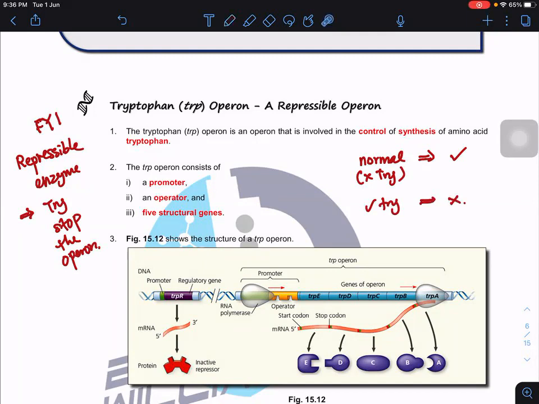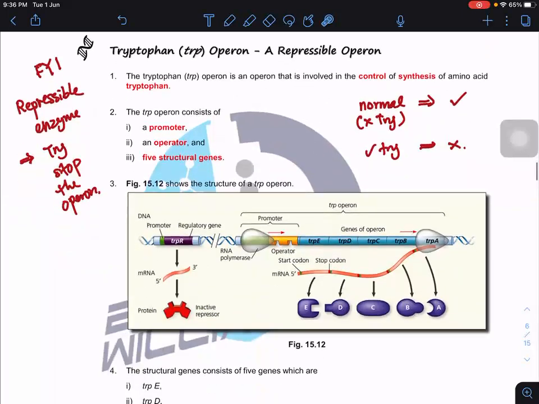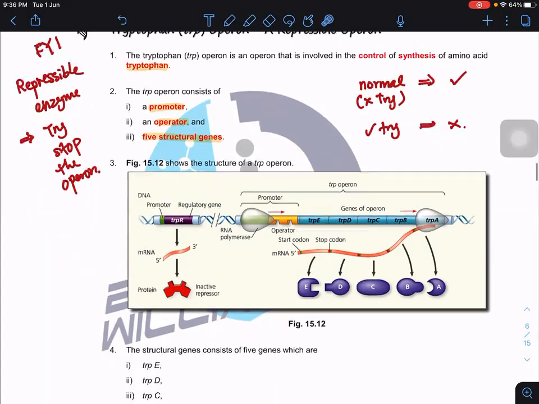So if you understand the concept of the lactose operon or Lac operon, the tryptophan operon shouldn't be a problem for you guys. So what's the tryptophan operon? The tryptophan operon is involved in the synthesis of the amino acid called tryptophan. Same as the Lac operon, it has a promoter and operator. Instead of 3 structural genes, it has 5 structural genes. Even though there are 5 structural genes, they code for 3 enzymes.